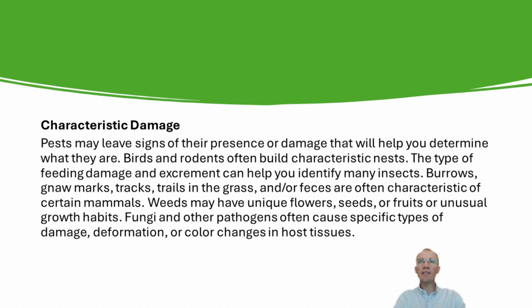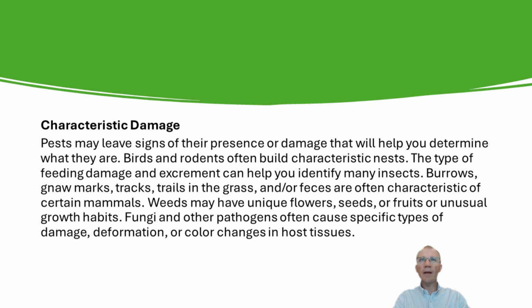Let's talk about characteristic damage. Pests may leave signs of their presence or damage that will help you determine what they are. Birds and rodents often build characteristic nests. The types of feeding, damage, and excrement can help you identify many insects. Burrows, gnaw marks, tracks, trails in grass, and/or feces are often characteristic of certain mammals. Weeds may have unique flowers, seeds, or fruits, or unusual growth habits. Fungi and other pathogens often cause specific types of damage, deformation, or color changes in host tissues.